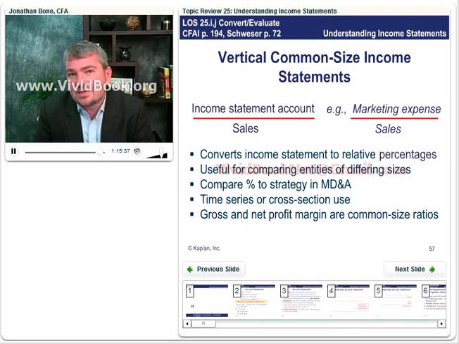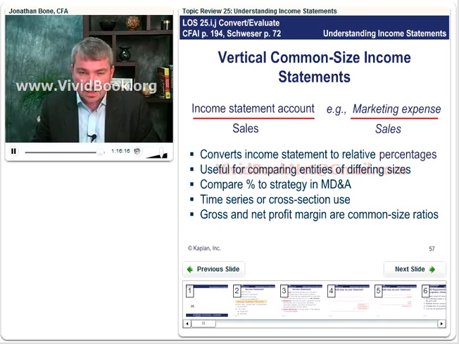Simply, the way we do this is we take the income statement line and divide it by sales. So every item in the income statement is shown as a percentage of sales. For example, marketing expense divided by sales. You'd look at cost of goods sold divided by sales, interest divided by sales. So everything is shown as a percentage relative to the sales. Then we can look at our management discussion and analysis and see if these percentages make sense. We can look at time series, how these percentages are changing over time for the company. And we can look at cross-sectional and compare firms of differing size.